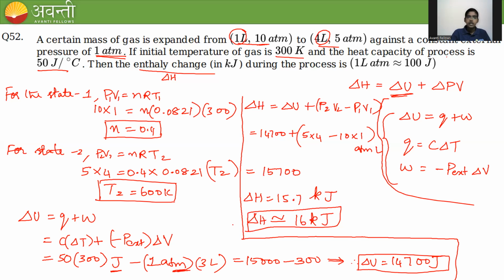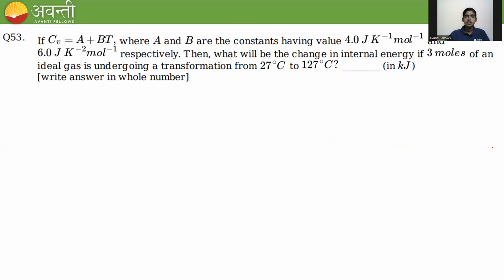So this is how we are calculating. We are using these relations to find out the value of delta H for the question. Got it? I hope this is clear to all of you. Now we will move on to question number 53.